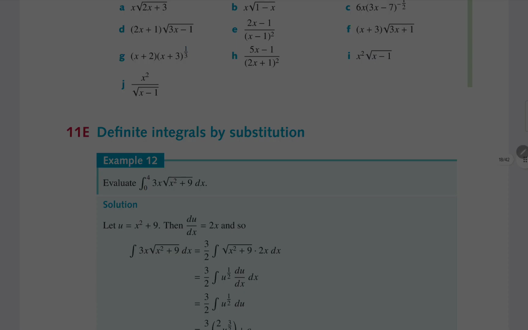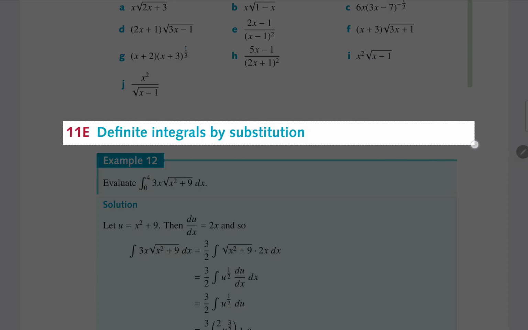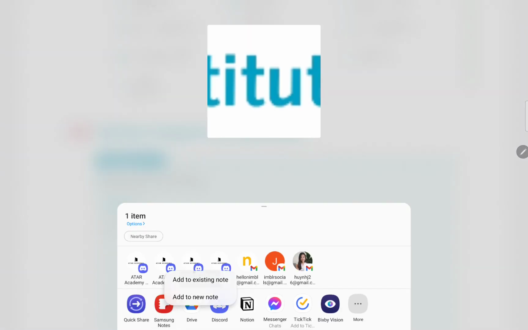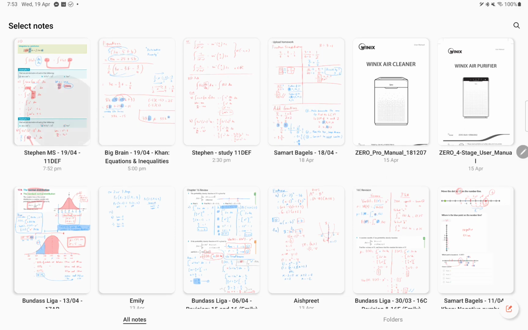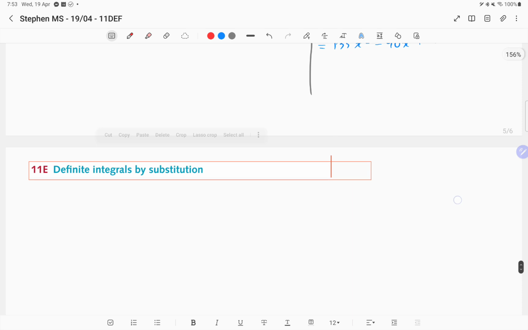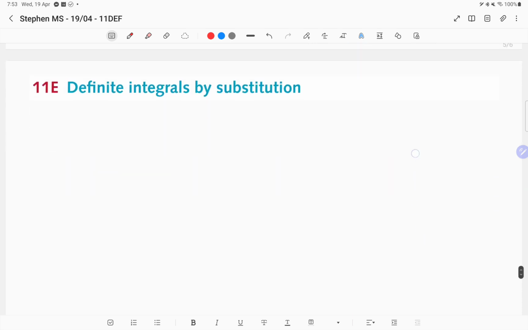Okay. Next is 11E. Substitution. Wasn't it just the other one? Yeah, it's almost the same. It's just that this one has definite integrals, and there's one new concept. It's not too hard. It's just like a step thing. They keep on adding. Sometimes it's harder, sometimes it's not. This one is not too hard.